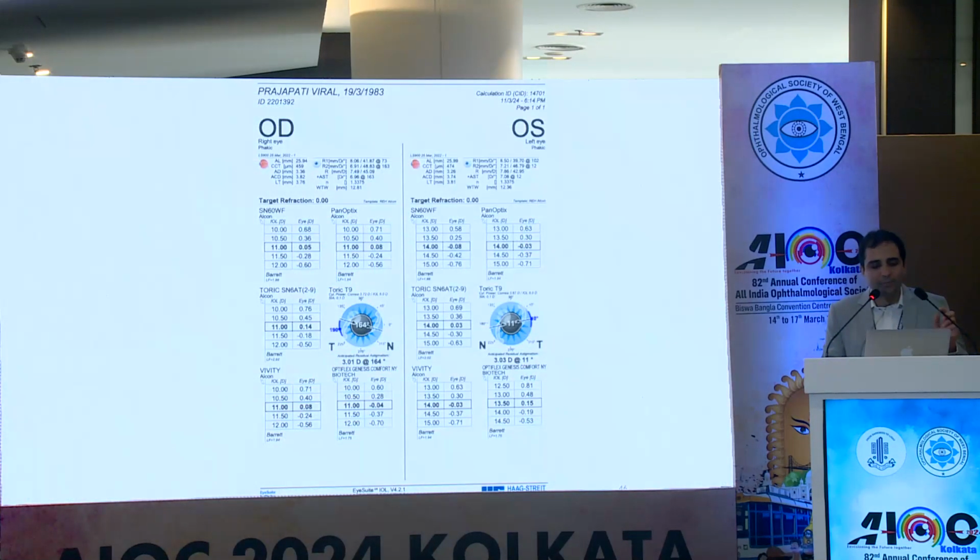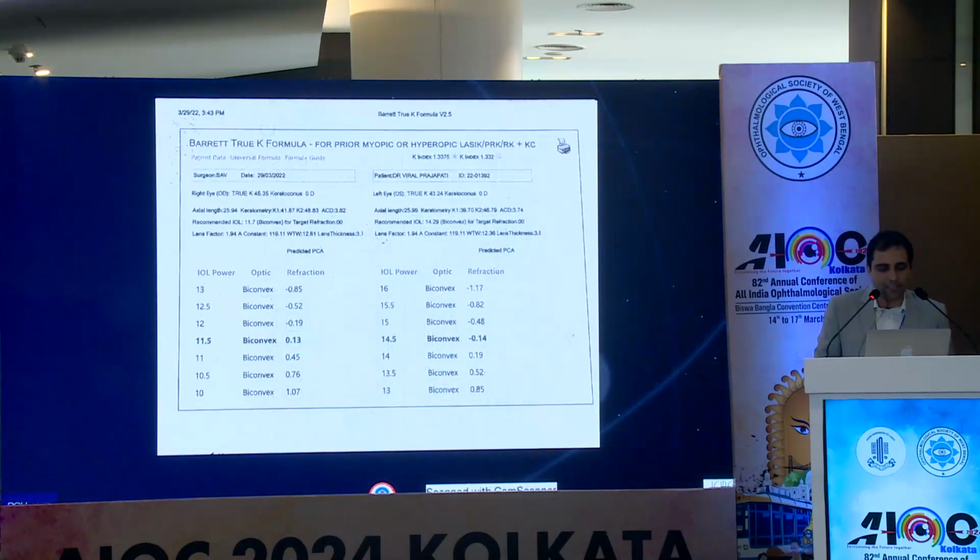When we did the IOL power calculations using the Barrett's keratoconus mode, it showed that even with the maximum powers that we had to use, we would be left with about 2 or 3 diopters of astigmatism. And if you notice here, KC mode, which means the keratoconus mode in the Barrett's Universal 2K formula, suggested somewhere between 11.5, 12, 12.5 in the right eye and 14.5 to 15.5 in the left eye.